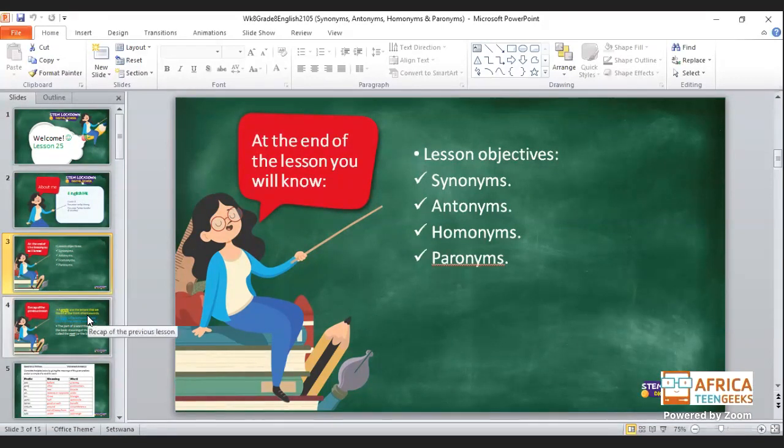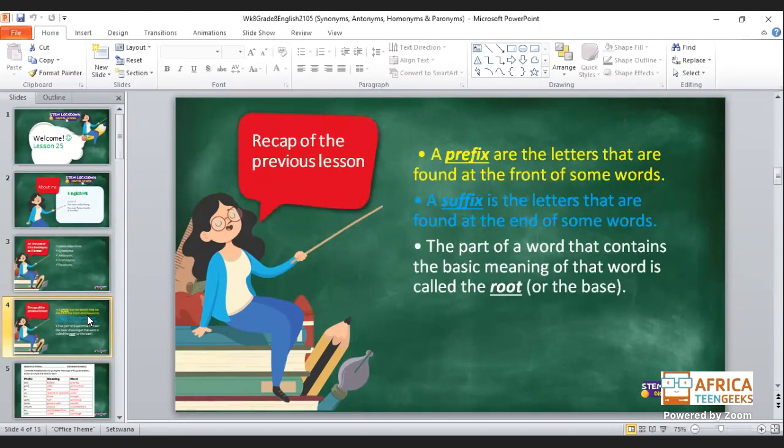So like we do every time, before we get to the lesson of the day, let us recap what we did in the previous lesson, which was yesterday. Yesterday, remember, we learned about prefixes, suffixes, as well as the root of words. We said that a prefix is the letters that are found at the front of some words. You remember? And we said a suffix is the letters that are found at the end of some words. And we said that a prefix and a suffix can change the meaning of a word.